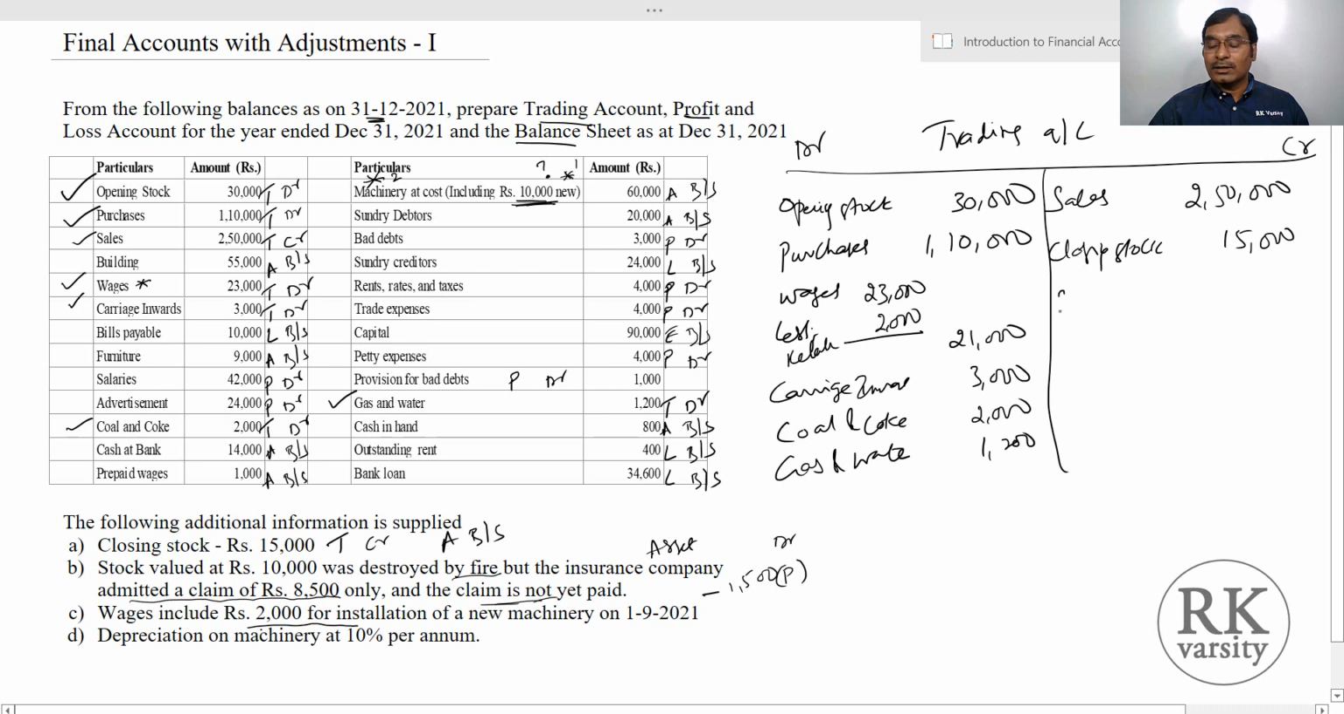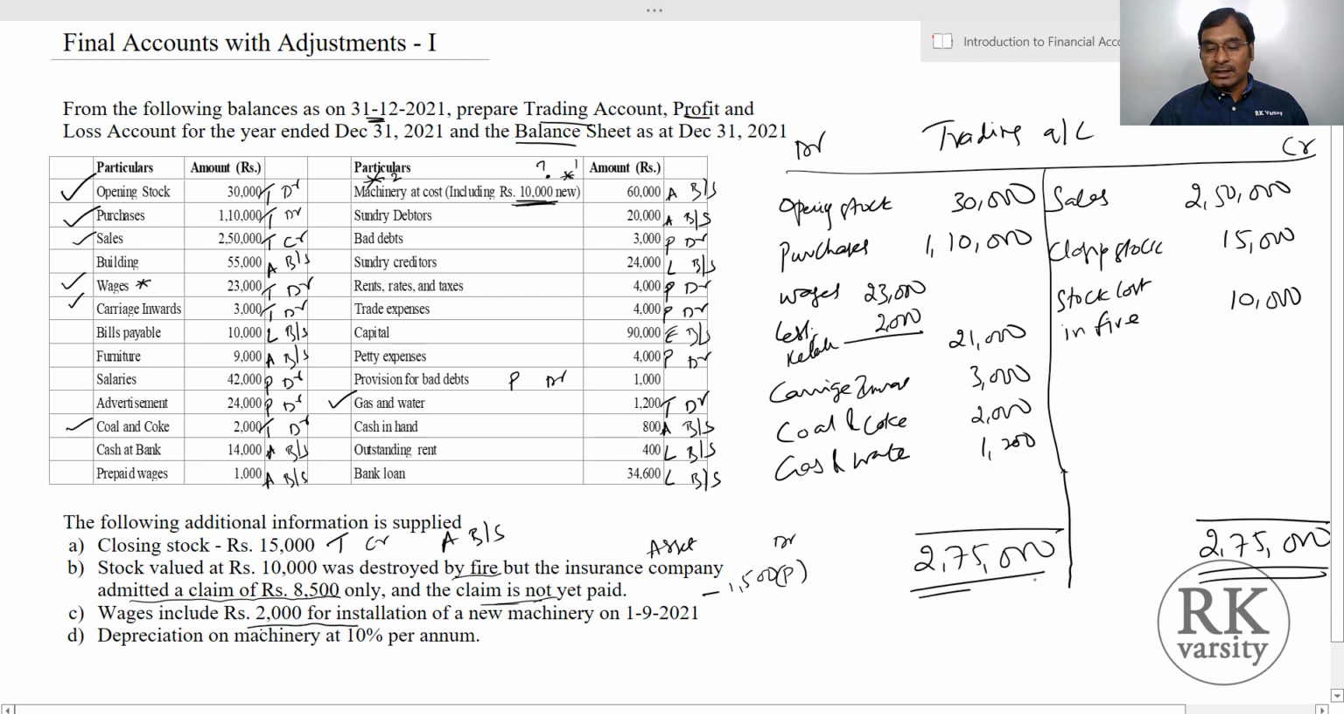Then you have a stock lost in fire, so 10,000. To balance this, we will check which side we have the highest value. This is 140, 160 or 170. This is 250. So this is the highest one. So this comes to 2,75,000. And we balance this 2,75,000. And we calculate the difference to get our gross profit.